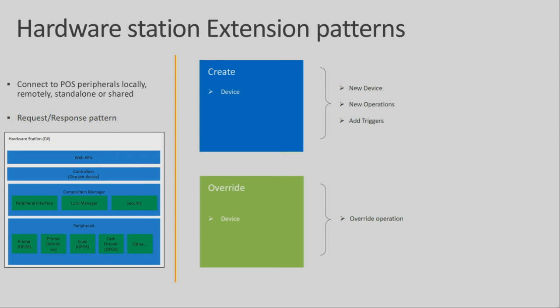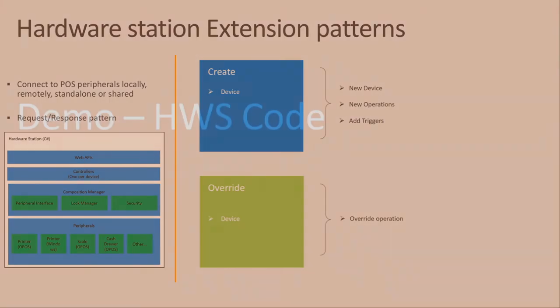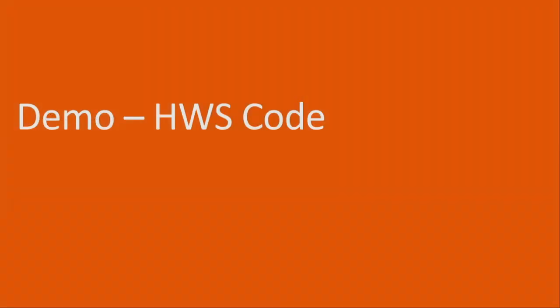Or the other thing you can do is completely override. I don't want to use your print request. I want to completely call my own print request, or I want to completely do my own payment device integration. So you can also completely override our functionality. This is the pattern we support for overriding extension. Okay. In the interest of time, I will quickly show the code, how we can do that.